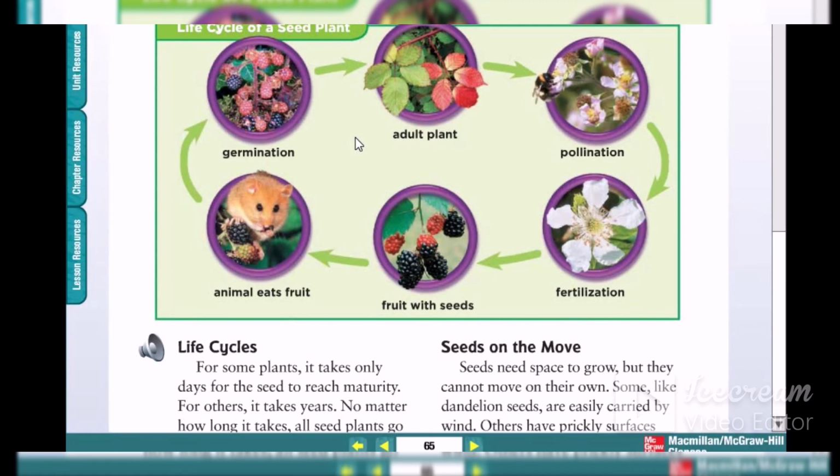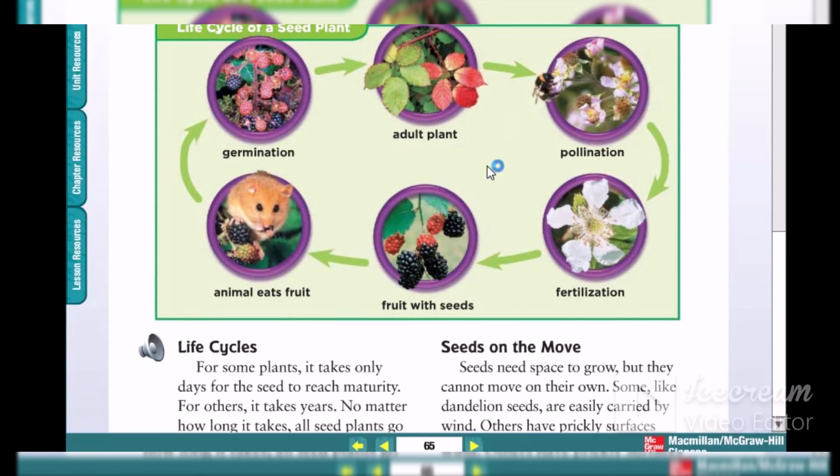What is the meaning of life cycle? Life cycle is the stages of the plant's growth. As you see here, we have stages for this plant to grow. Starting from germination, adult plant, maturity, pollination, fertilization, seeds, fruit, animal eats fruit, and like that. Okay, that is the life cycle.